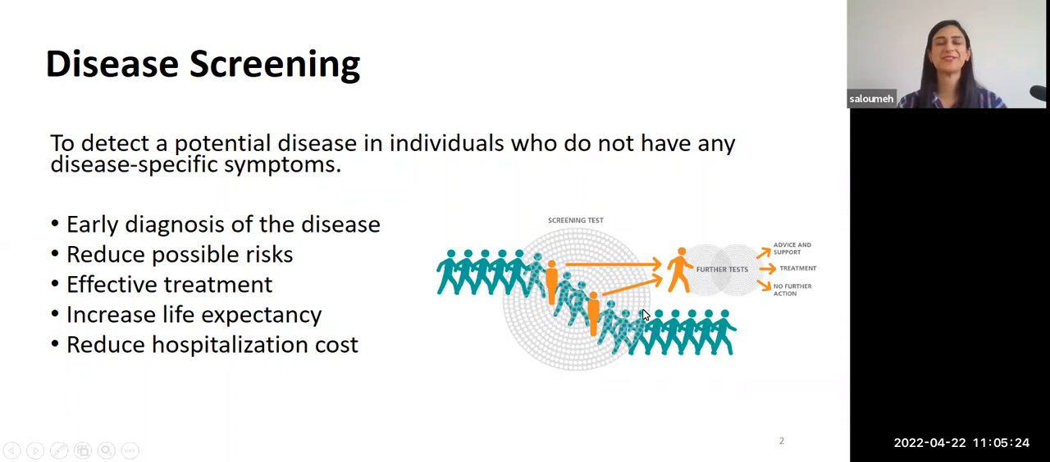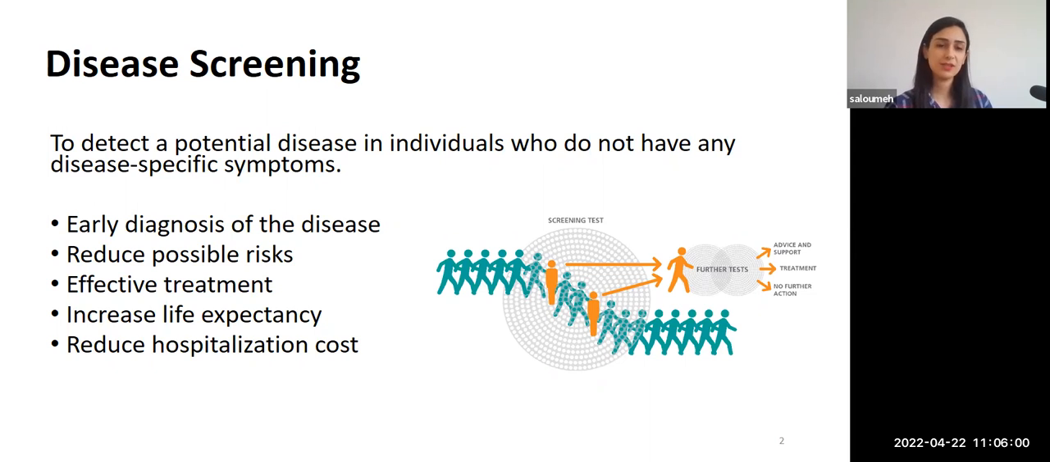So I'd like to start my presentation by discussing some background and challenges that motivated this research. Let's start with disease screening and see what it means. Disease screening is performed to detect a potential disease in individuals who do not have any disease-specific symptoms, but may have the disease. The main goal of disease screening is early diagnosis of the disease because it can significantly reduce possible risks. It can make the treatment more effective. It can increase the life expectancy of people and reduce the hospitalization costs.